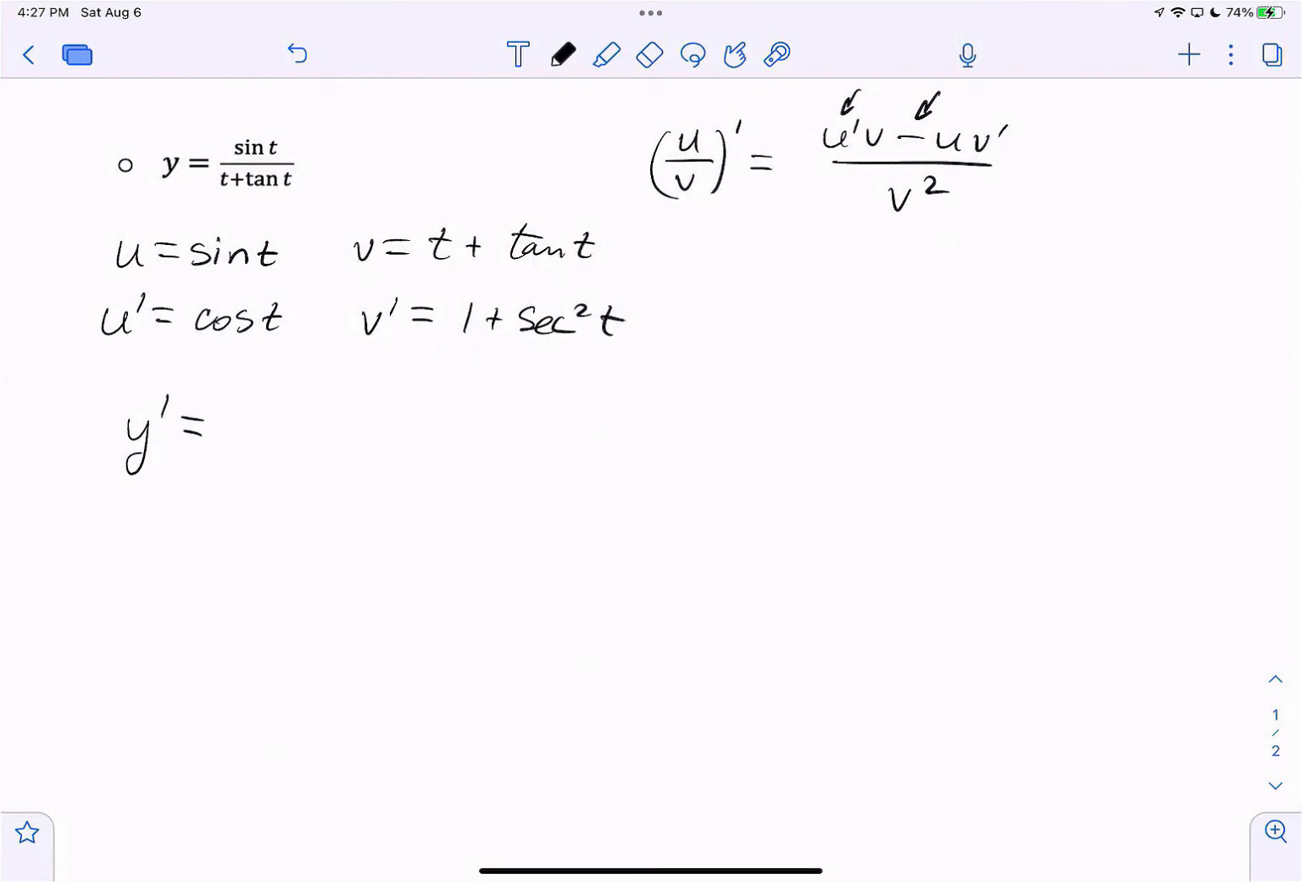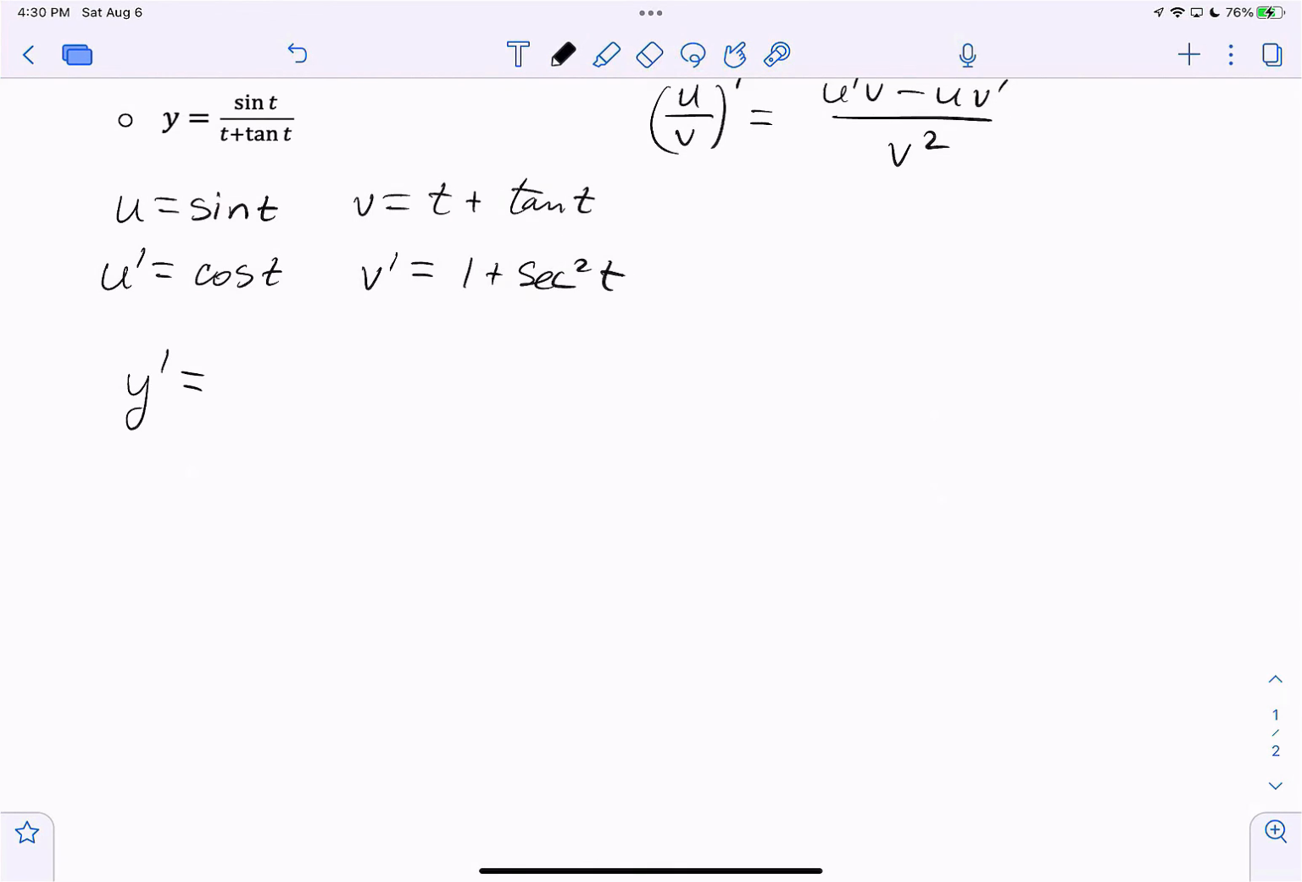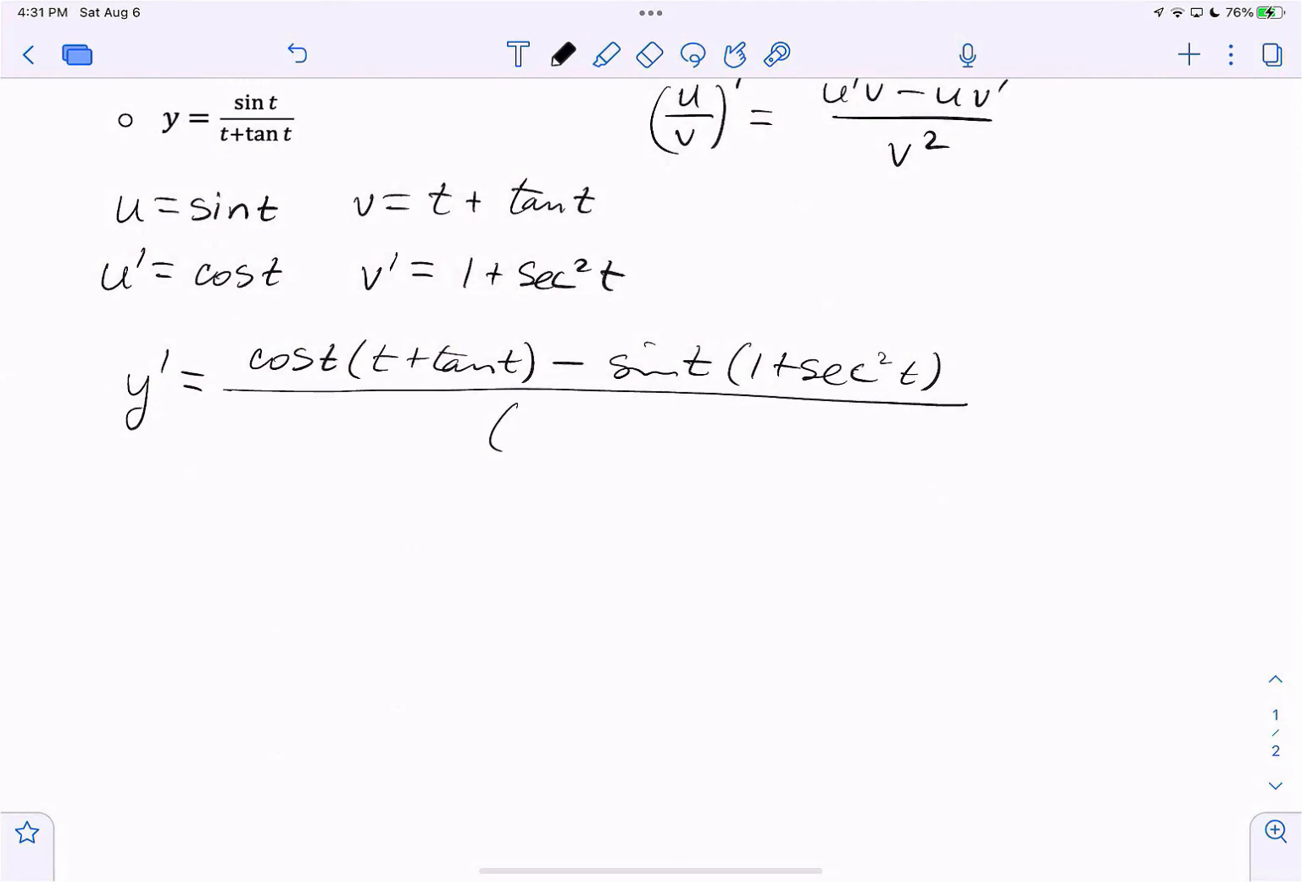Y prime, according to the quotient rule, is going to be u prime v minus uv prime over v squared. And so y prime is equal to the cosine of t times t plus the tangent of t, minus the sine of t times the quantity of 1 plus the secant squared of t, all over the quantity of t plus the tangent of t squared. Now, as you know, when you start multiplying trigonometric functions together, they can start to take on different forms. So we're going to distribute in the numerator and see if anything simplifies.